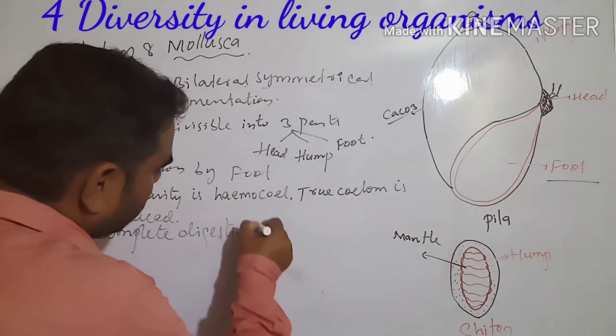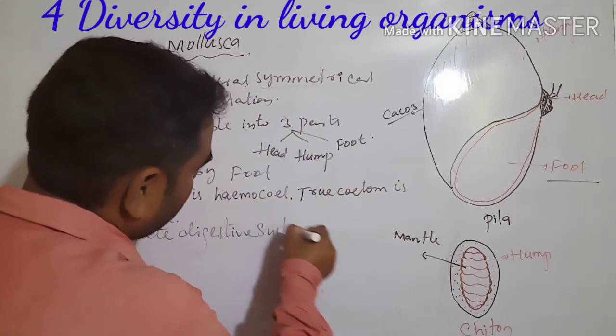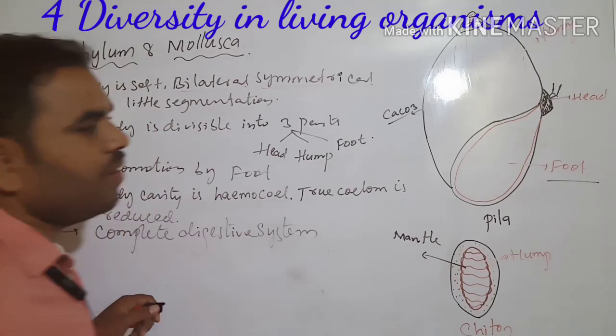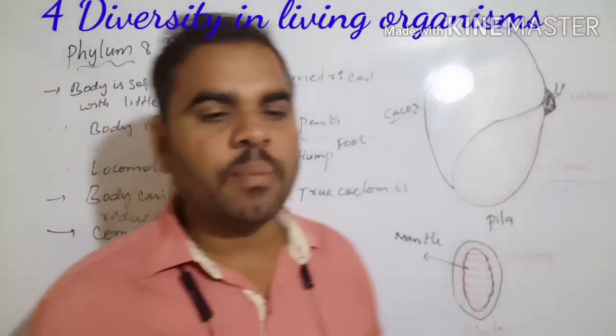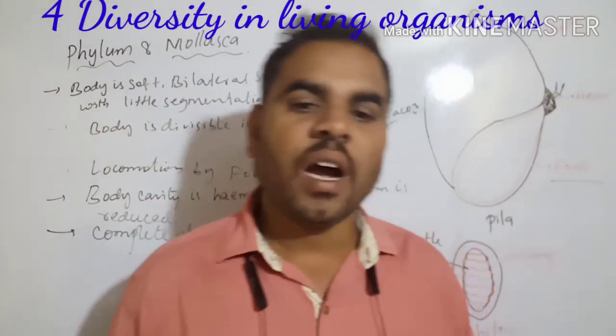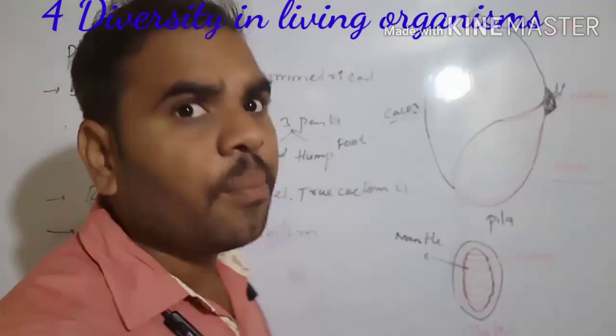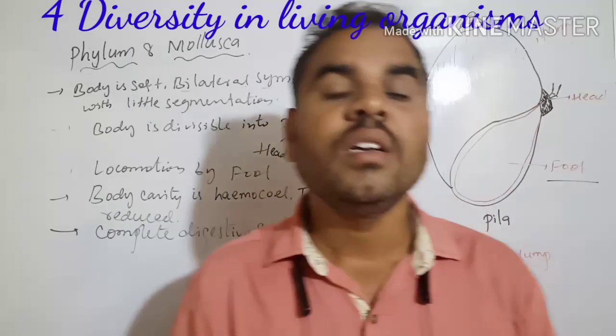Complete digestive system. Here is a complete digestive system: buccal cavity, esophagus, stomach, and anus. This is the complete digestive system in these organisms.